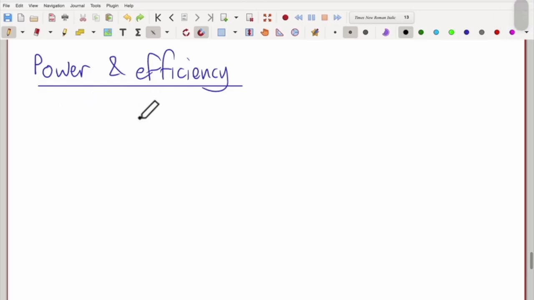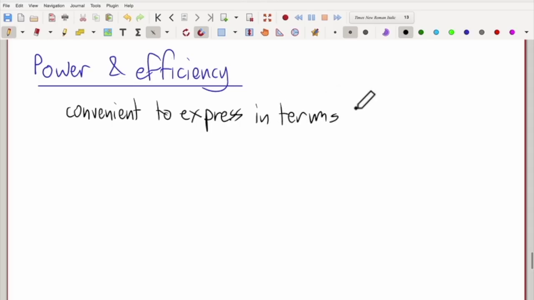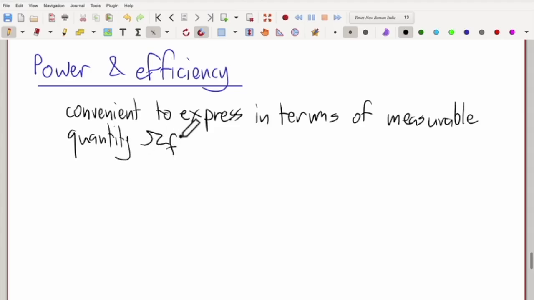Actually, before I do that, I'm going to start by saying it's convenient to express things in terms of measurable quantities, like omega F, this free spinning speed that the motor spins at when it has no torque.